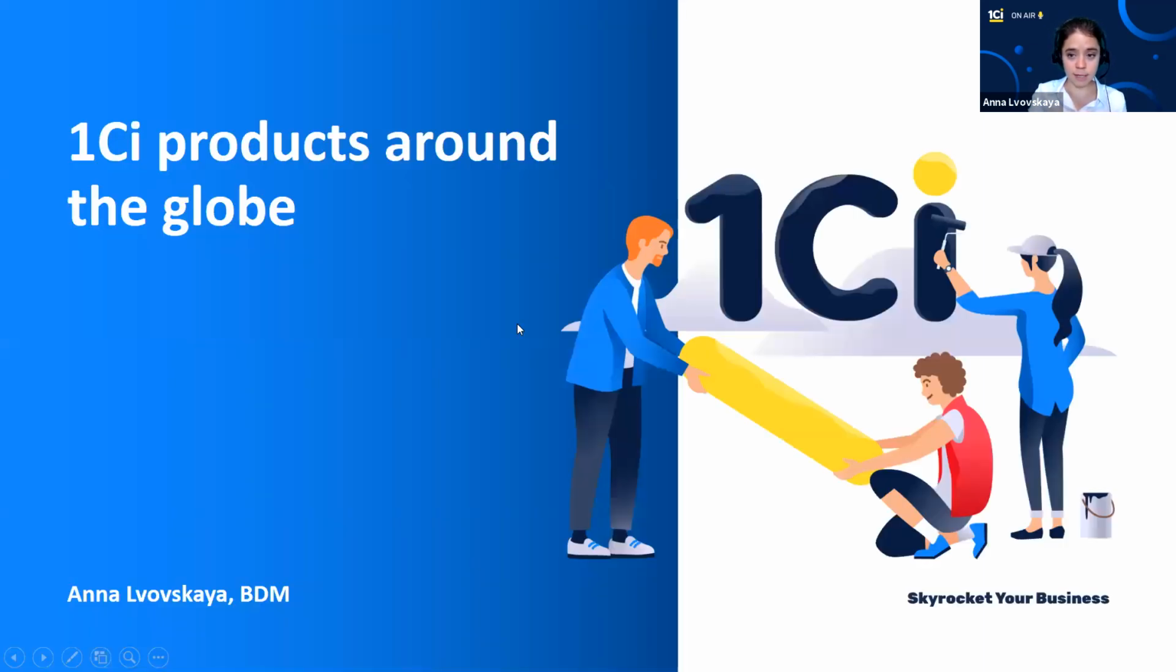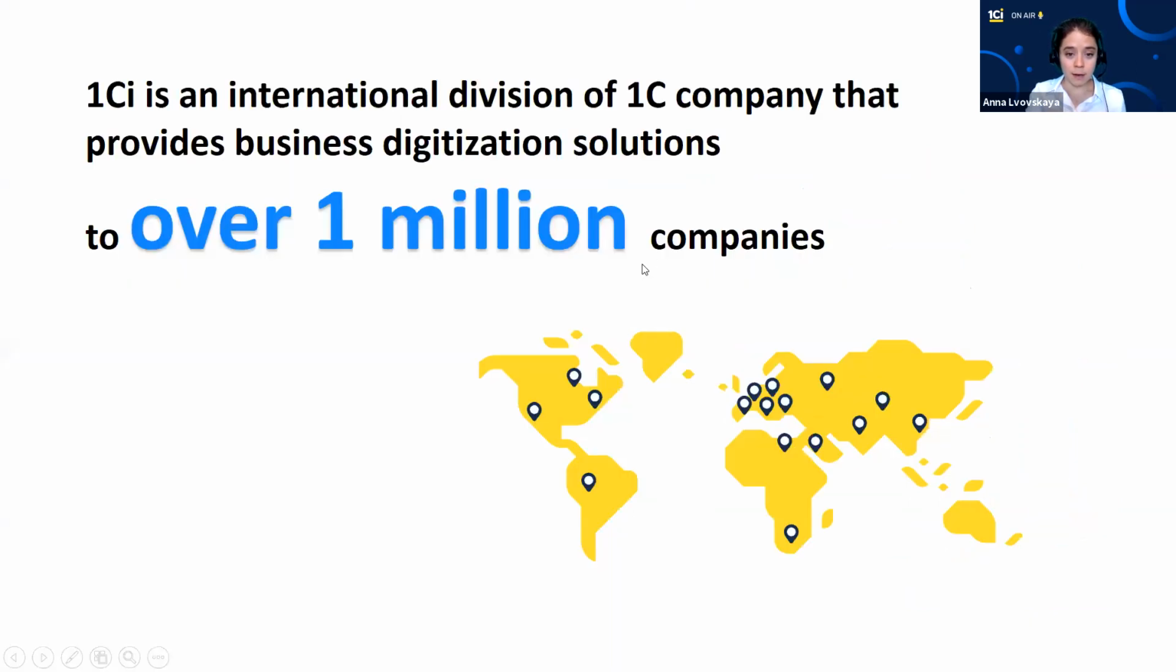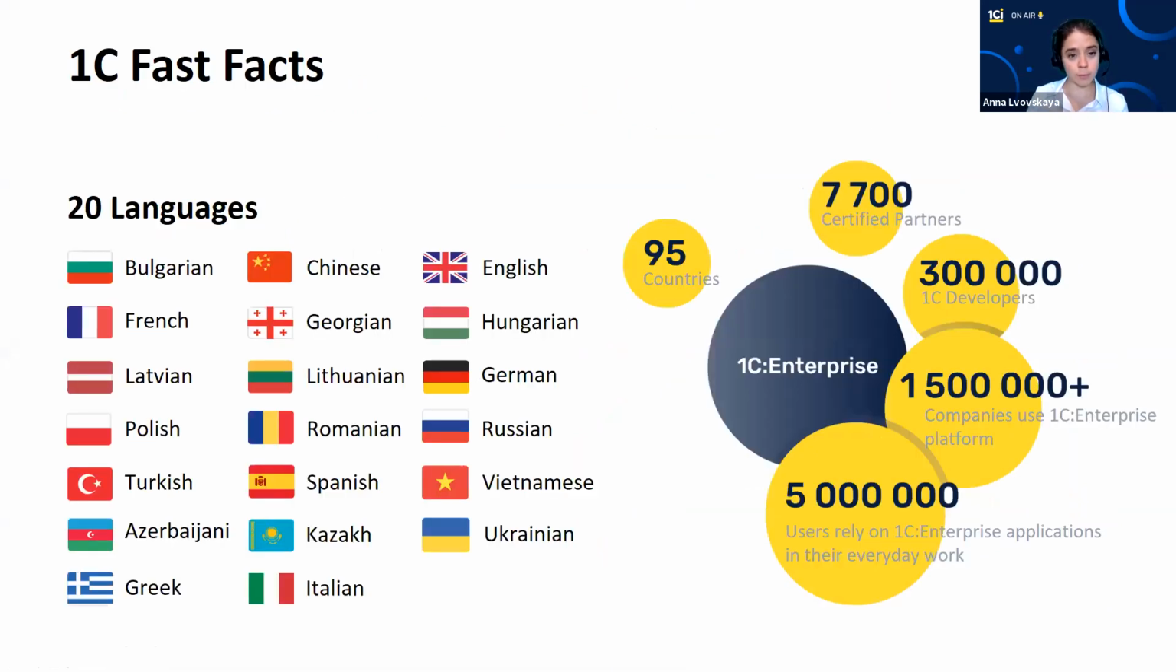So let's start with the very beginning. What is OneCI around the globe? Right now, OneCI International, being the international division of OneCI company, is working on developing OneCI business all around the world. Currently, there are more than 1 million companies automated with OneCI products all around the globe. You see some dots on the map here. That's a scheme actually, because you see OneCI products are working in 95 countries all around the world. Currently, OneCI products are working in 20 different languages.